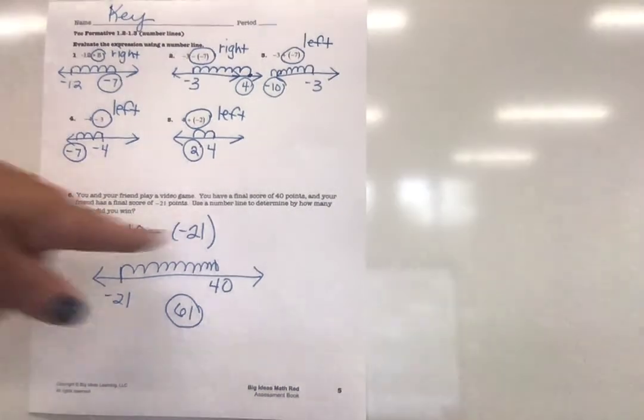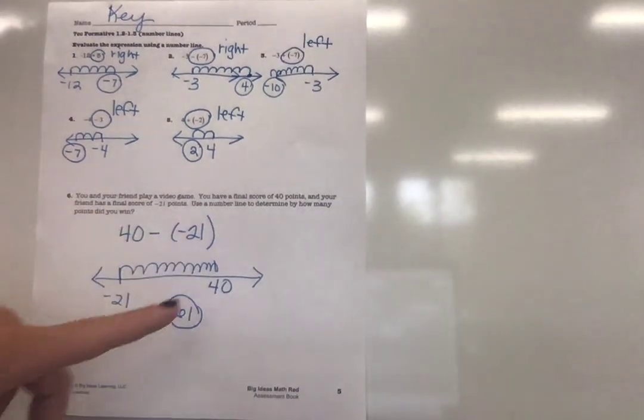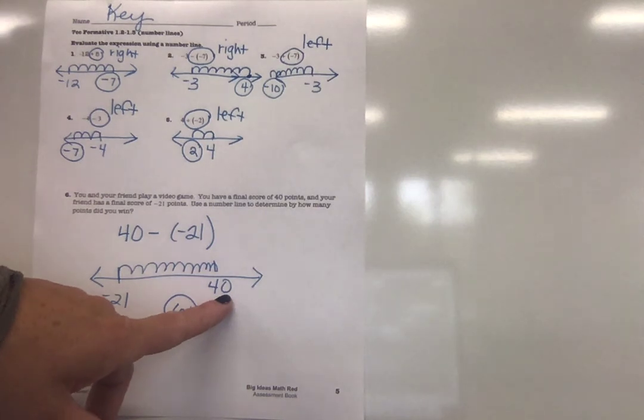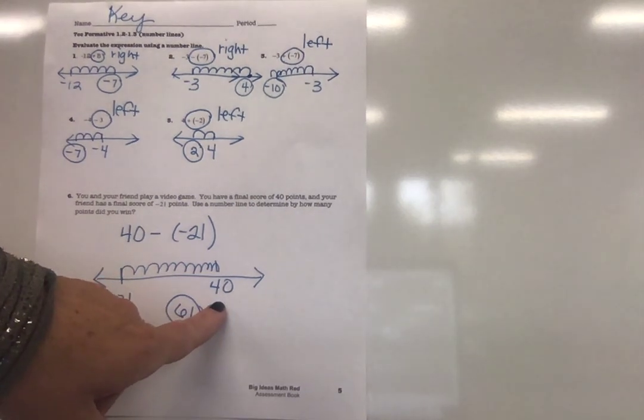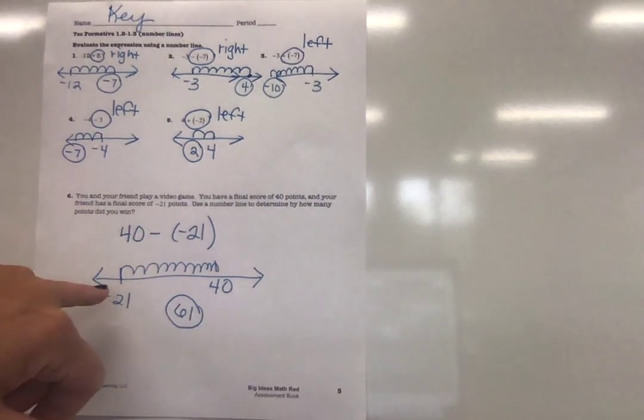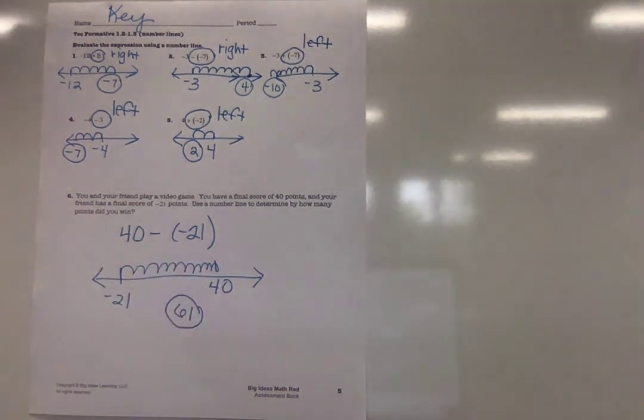So I'm finding the difference between the two. I am at 40, and I want to know the difference between these two. So I'm at negative 21, and I go to the right 61.